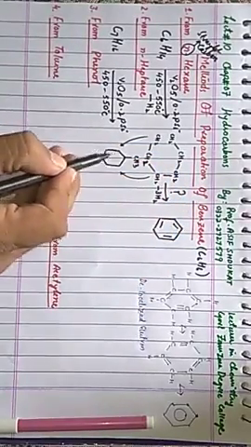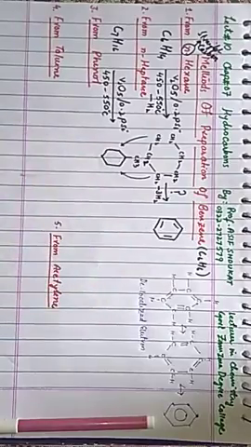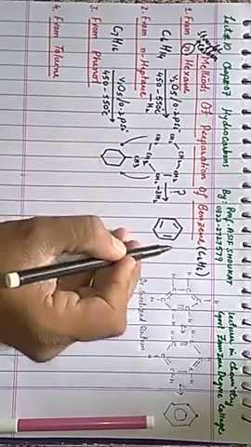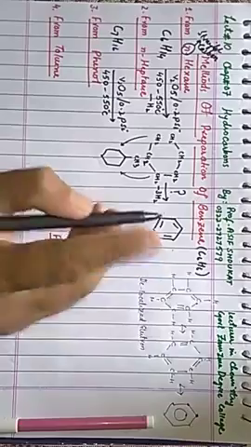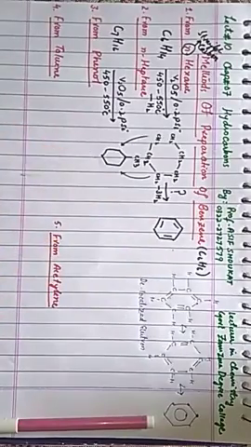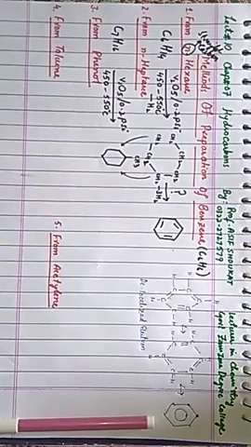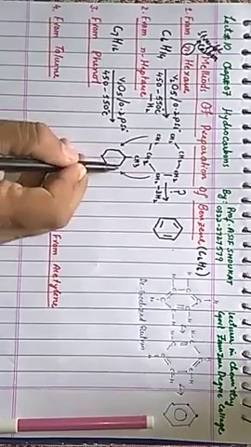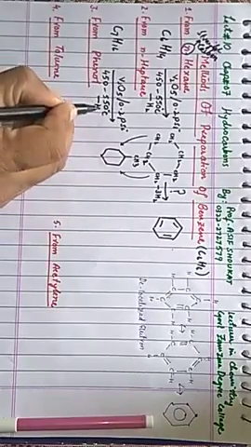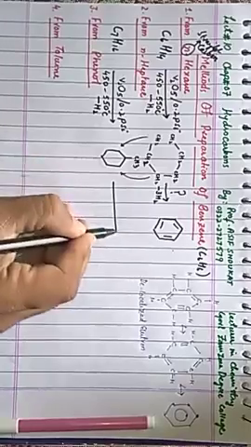I'm not drawing any conjugate bonding here. If conjugate bonding comes, then each carbon will have only 1 hydrogen. There is no conjugate bonding. It means each carbon has 2 hydrogens. It happens with the removal of 1 molecule of hydrogen gas.